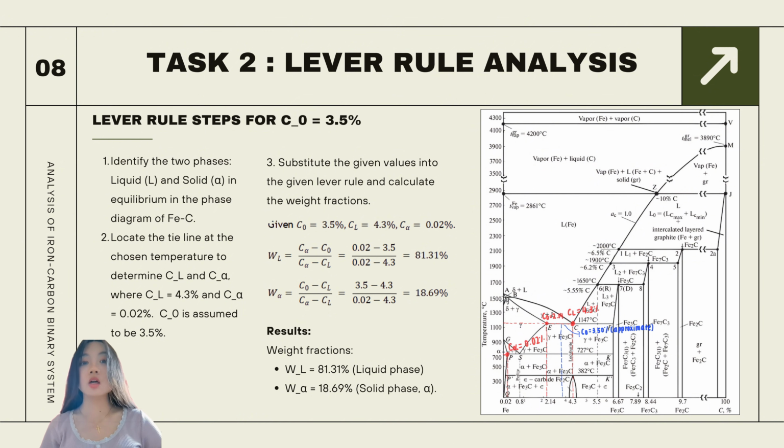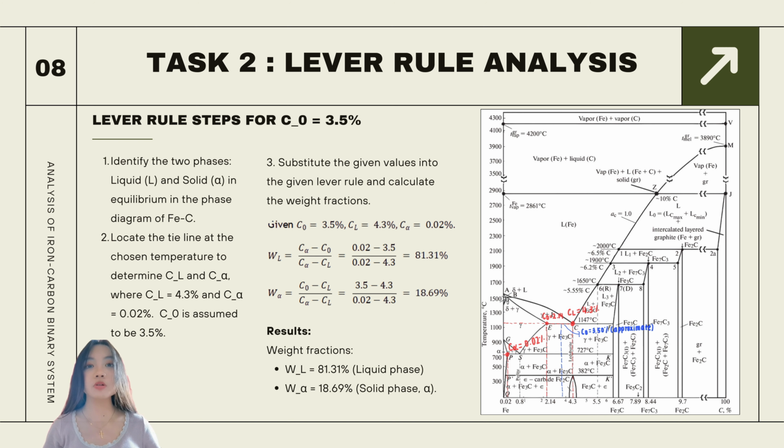In our analysis of the iron-carbon phase diagram, we identified two phases at equilibrium, the liquid phase and the solid phase. We located the tie line at the specific temperature, which provided us with the following compositions: CL equals 4.2% and C alpha equals 0.02%. For analysis, we initially assumed C naught to be 3.5%. Based on the assumed C naught value of 3.5%, we calculated the weight fractions of the phases.